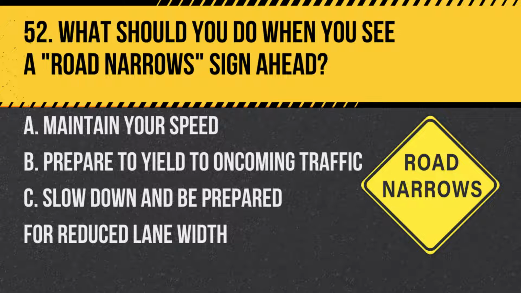Question 52. What should you do when you see a road narrows sign ahead? A. Maintain your speed. B. Prepare to yield to oncoming traffic. C. Slow down and be prepared for reduced lane width. Answer: C. Slow down and be prepared for reduced lane width. The sign indicates that the road will become narrower.